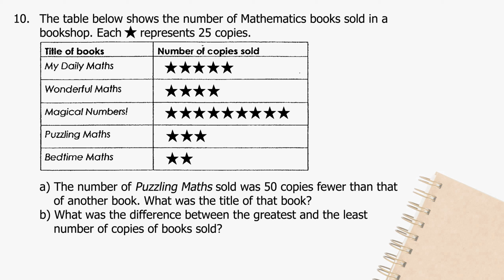Question 10. The table below shows the number of mathematics books sold in a bookshop. Each star represents 25 copies. A. The number of Puzzling Maths sold was 50 copies fewer than that of another book. What was the title of that book? B. What was the difference between the greatest and the least number of copies of books sold?